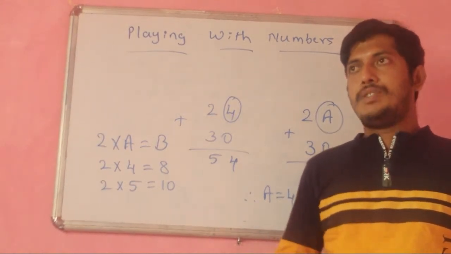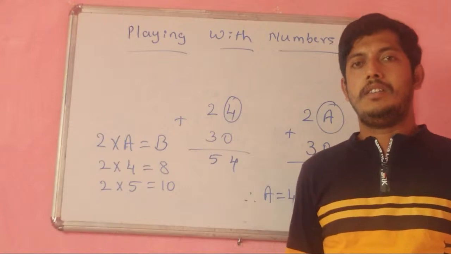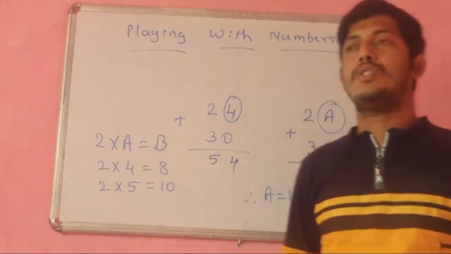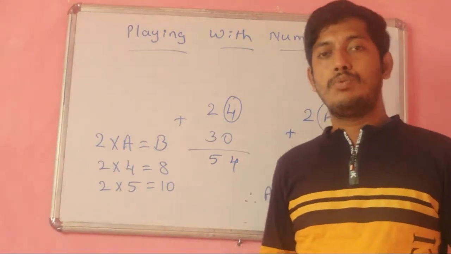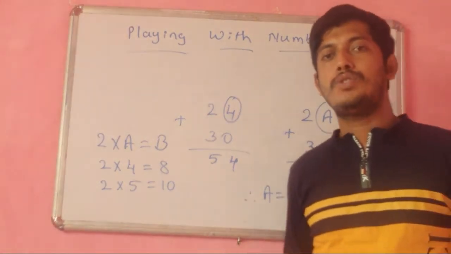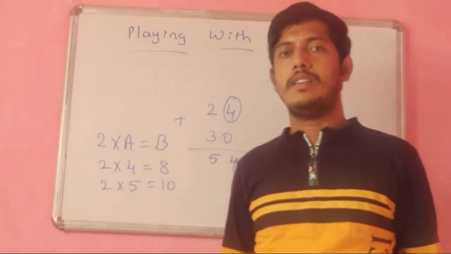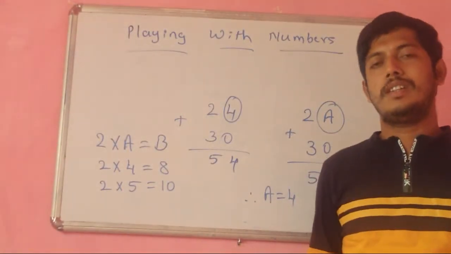And after that, divisibility. Which numbers are divisible by 2, which numbers are divisible by 3, and which numbers are divisible by 5, 10, 9, etc. We have to learn about this in this class.